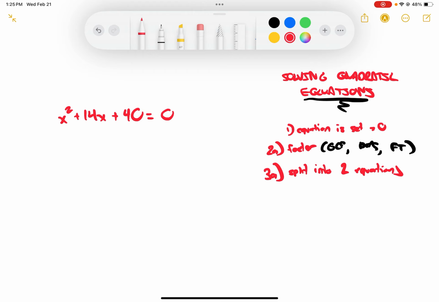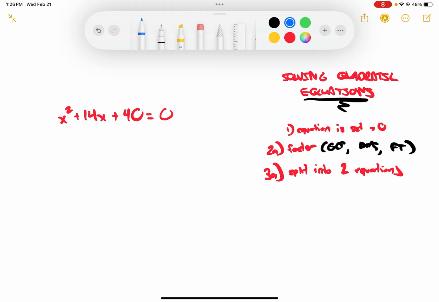The equation is set equal to 0, right? If this was set equal to like 4, then I simply have to subtract 4 from both sides and set it equal to 0. Do whatever I have to do to make sure that it's equal to 0. But for the most part, they'll start out equal to 0. And then I just have to factor, right? If I can factor, then I will factor.